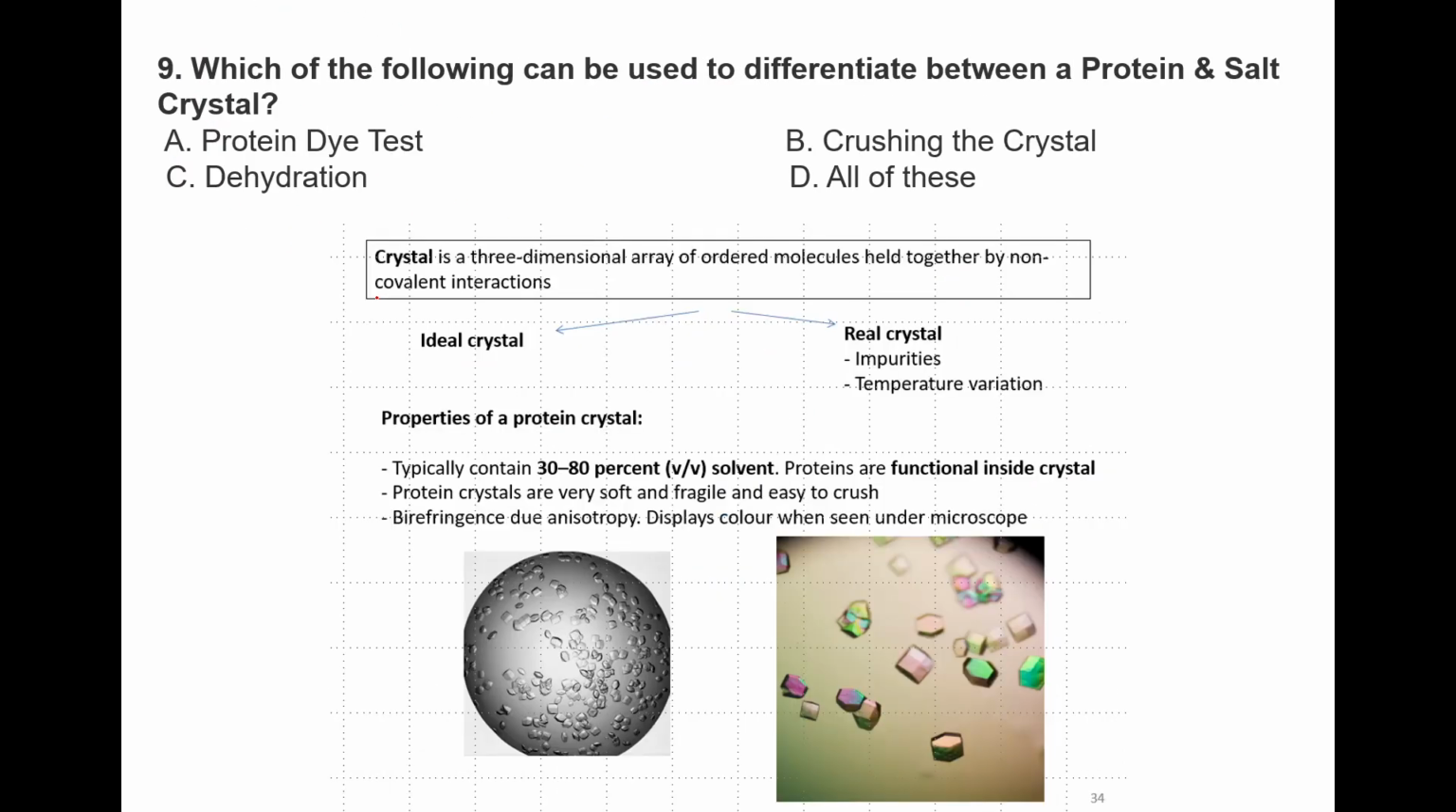Okay. Then, which of the following can be used to differentiate between a protein and salt crystal? What is the protein dye test? As I said, you can use different dyes for looking into that. You can crush the crystal and look into whether it is brittle or soft. You can dehydrate it. All of this will be the correct answer, so D is the correct option here.